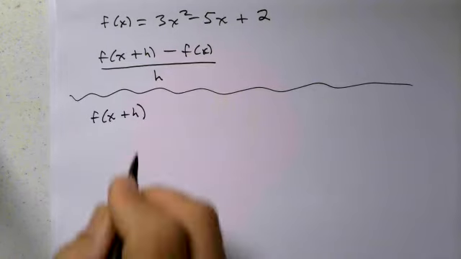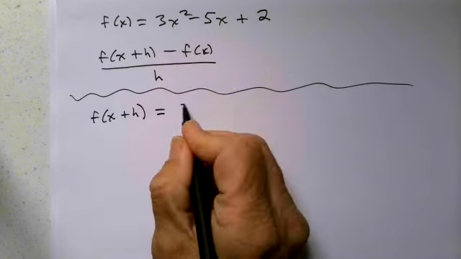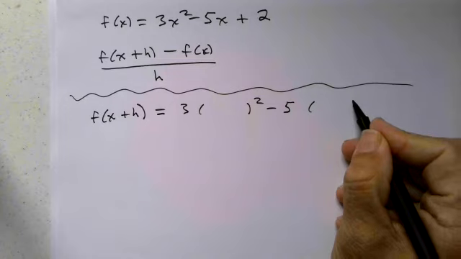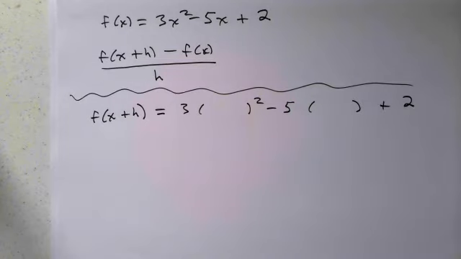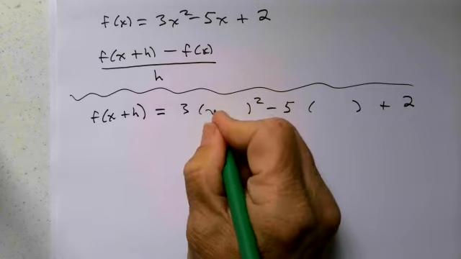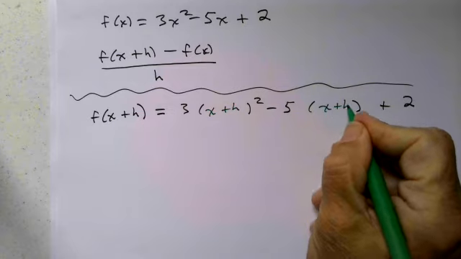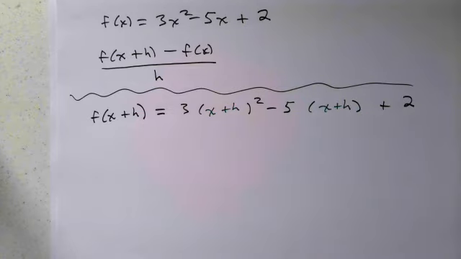The first thing I want to do is f of x plus h. So f of something, 3 times the something squared minus 5 times the something plus 2. What is the something? The something is x plus h. 3 times x plus h squared minus 5 times x plus h plus 2. Now this can get dangerous. There are many potential places where you could have difficulty with the computation. But the first thing I need to do is x plus h squared.